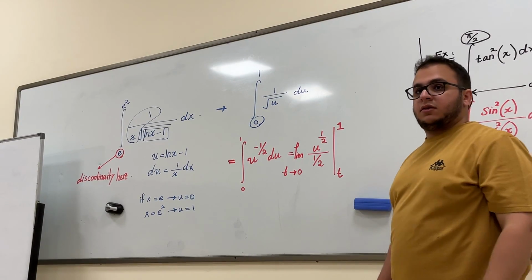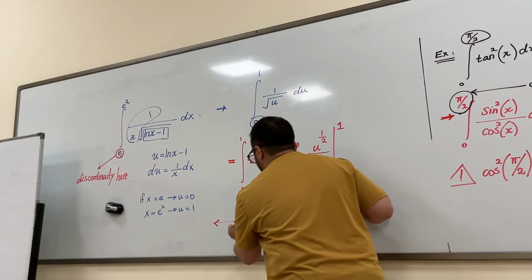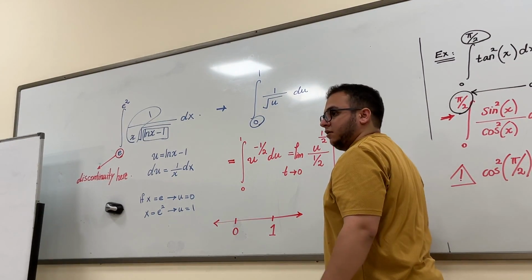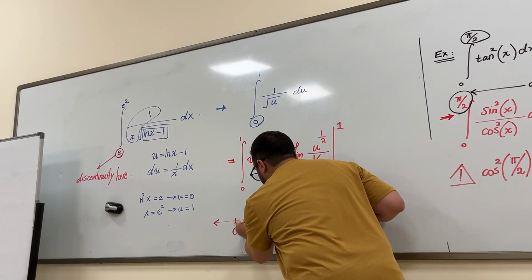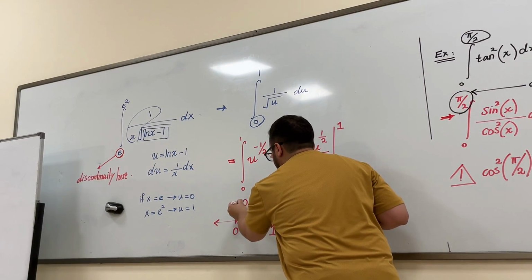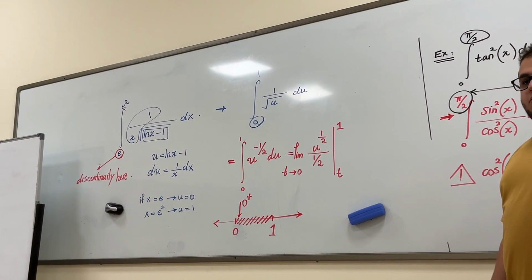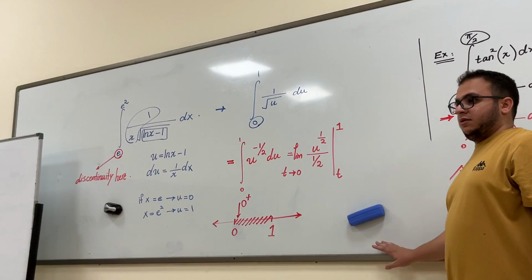Why? Because our interval is 0 to 1. Right, this is my interval. Does it contain 0 from the right or the left? Right, 0 from the right. Make sense or no? Yes. It doesn't need any high IQ here.